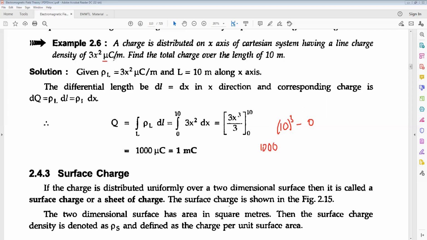Already in the given line charge density, micro is there, that is 10 power minus 6. So it is 10 power 3 into 10 power minus 6, which means 10 power minus 3 coulombs. That is nothing but 1 millicoulomb. Got it, my students? And next example.